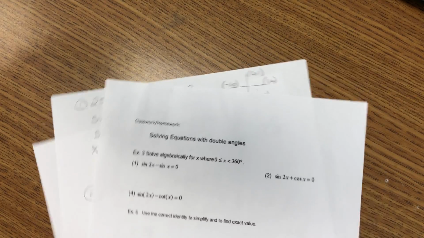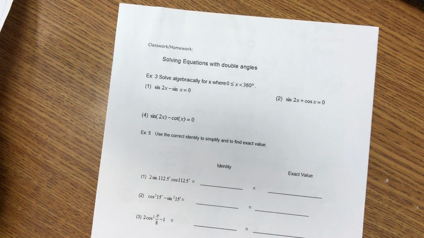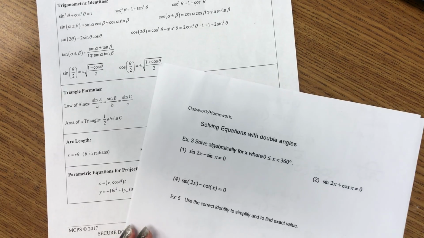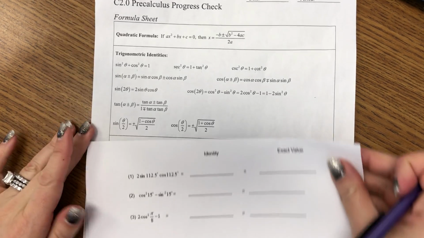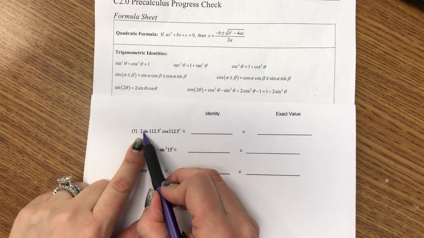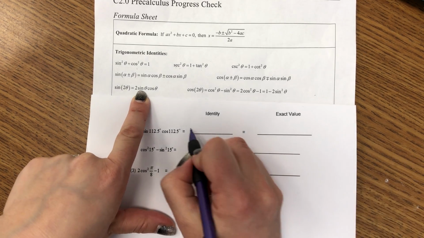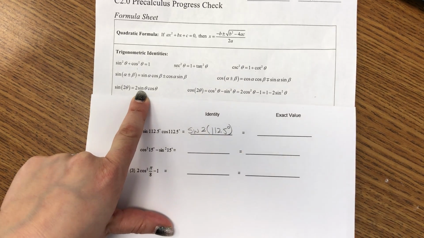Okay, what's next? Use an identity to simplify and find the exact value. All right, so now we gotta match backwards. Let me do this. Sorry, there's too many papers here. 2 sine angle cosine angle matches to this. So that's sine of 2 times 112.5 degrees.